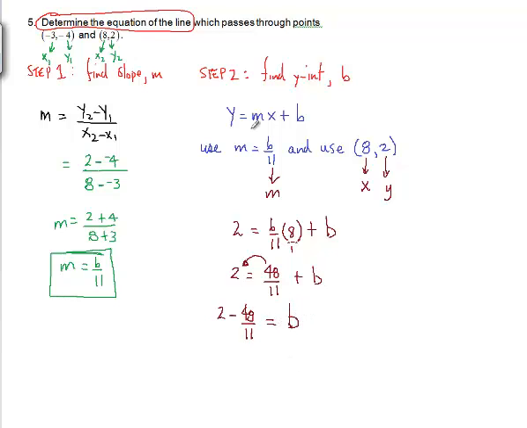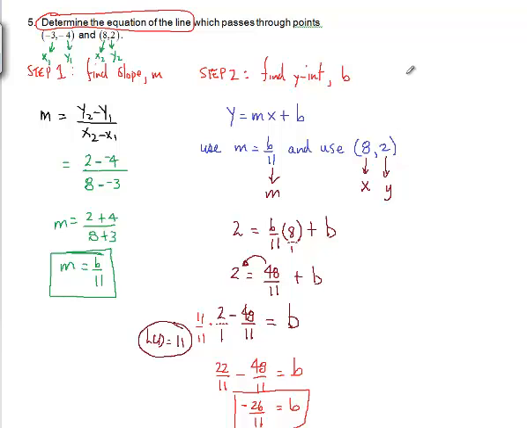So how do we simplify a whole number subtracting a fraction? Well, we change the whole number into a fraction. We get a common denominator here, and our LCD, of course, between, now the 2 is understood to be over 1, so the LCD between 1 and 11 is 11. So changing 2 to a denominator of 11, of course, means we multiply top and bottom by 11, giving us 22 over 11, subtract 48 over 11 equals b. So therefore b is equal to 22 minus 48, which is negative 26 over 11. So now we have found b.